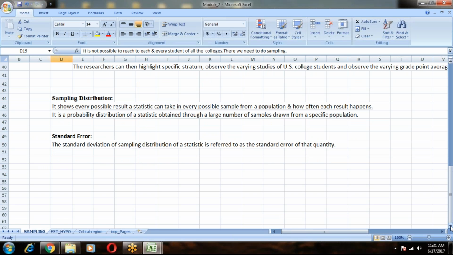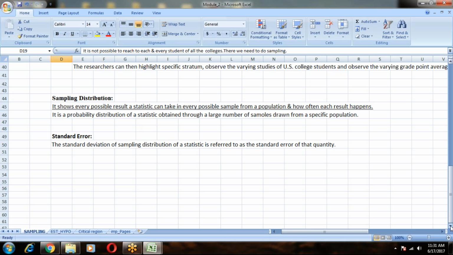Suppose when you are collecting a sample, you have an objective: you want to know the average income of, suppose, Delhi's population. Now you are collecting samples. From the first sample you have got 20k, from the second sample you are getting 30k.